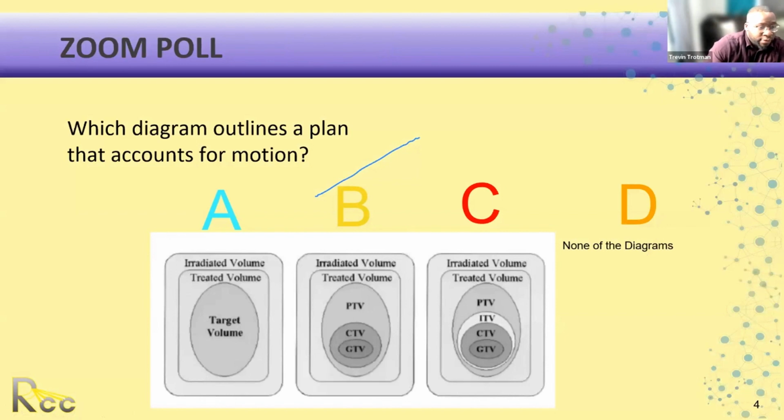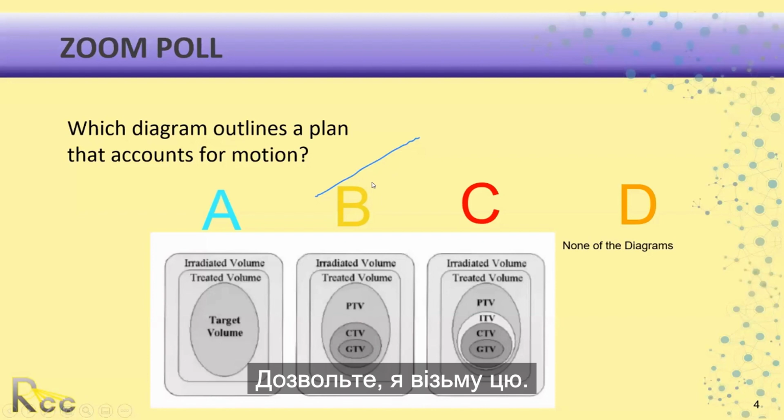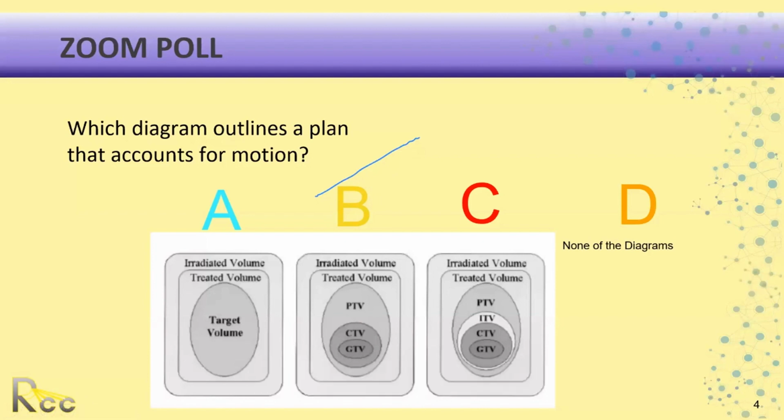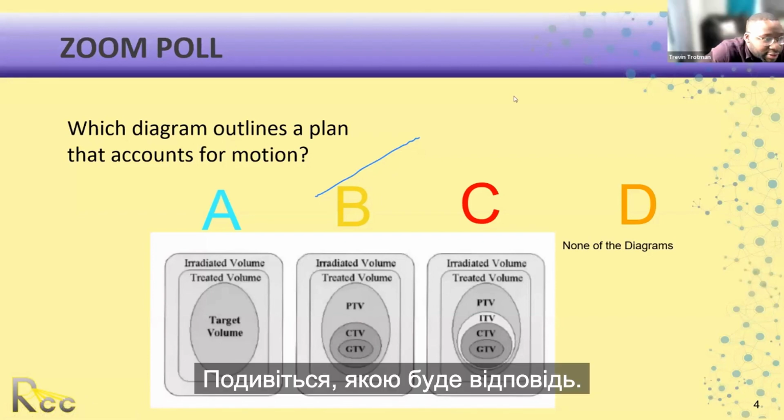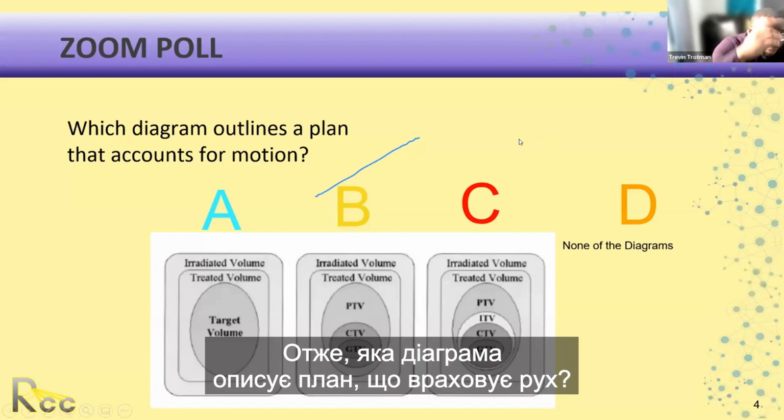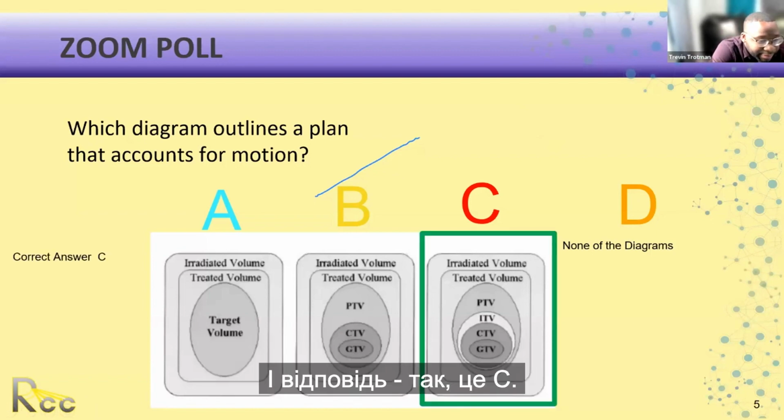Zoom poll. So Claire, all right, let me get this one. See what the answer is here. Which diagram outlines a plan that accounts for motion? And the answer, yes, it's C.